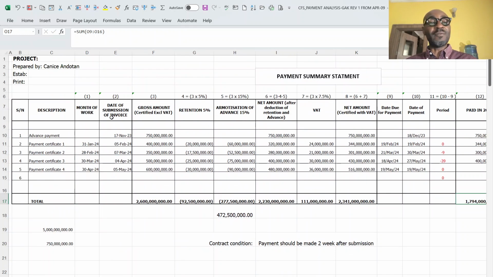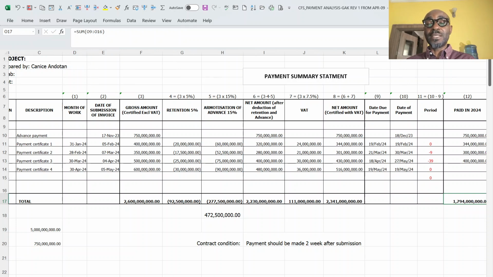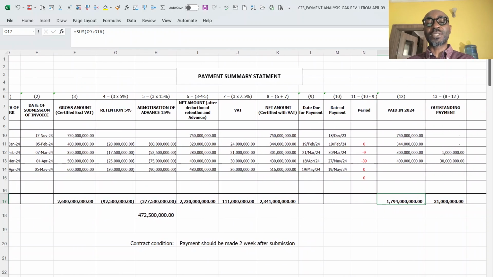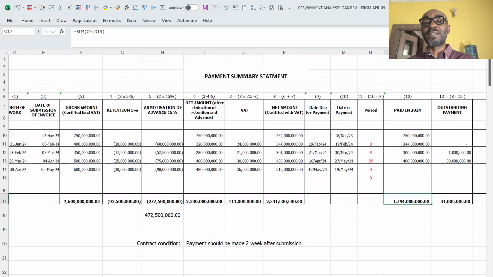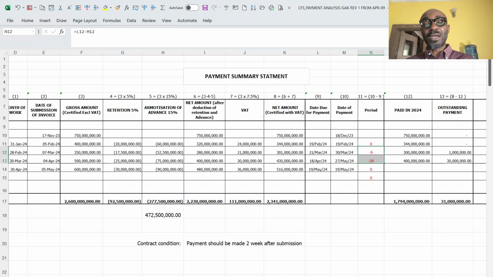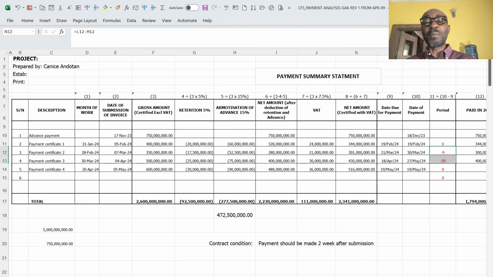So having explained how this table works, we have seen that among the 4 valuations you have prepared, you had 2 that they delayed in paying. The first was paid at the right time, and the last one was paid at the right time. But February and March were paid late.